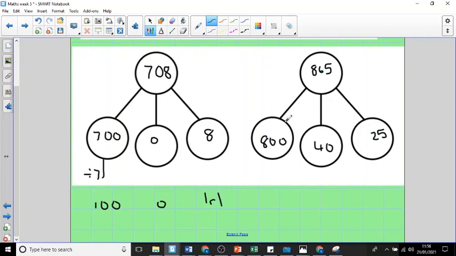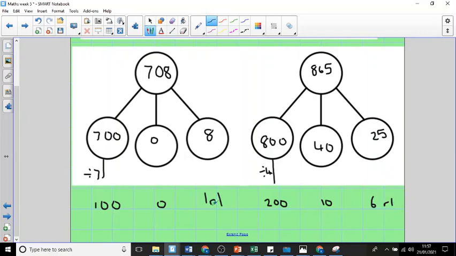In this instance then, we were dividing by 4. Well, we know that 8 divided by 4 is 2. So 800 divided by 4 will be 200, because this is 100 times bigger rather than 10 times bigger. 40 divided by 4 is 10. And 25 divided by 4, well, 24 is in the 4 times table. It's 6, isn't it? And then there will be 1 left over.